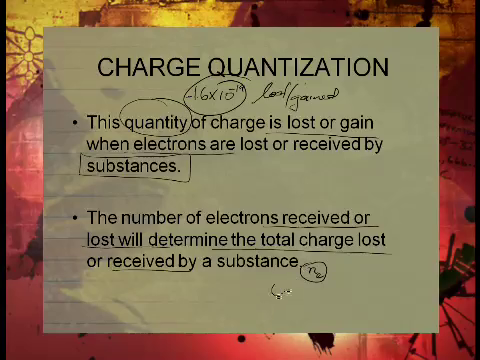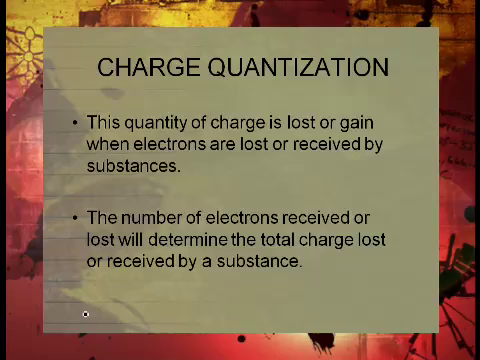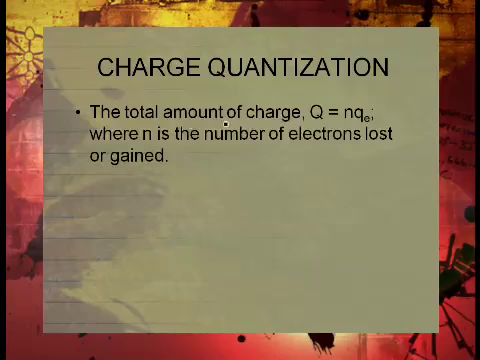So charge total will be equal to number of electrons times 1.6 by 10 to the power minus 19. And to be consistent, let me put a negative there because we're talking about an electron, which is negative. Now the total amount of charge Q, just what I have shown, will then be given by N times the charge on an electron, where N represents the number of electrons gained or lost.